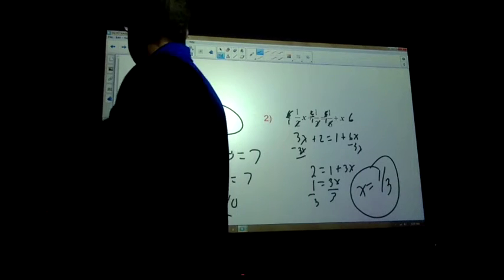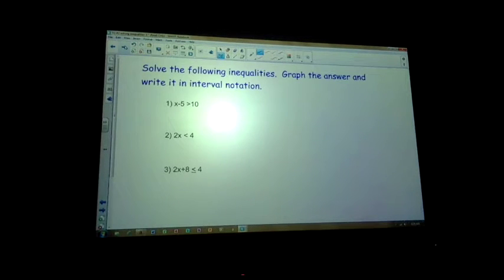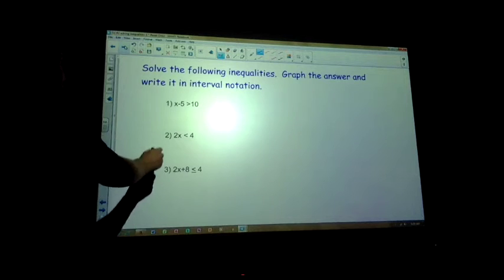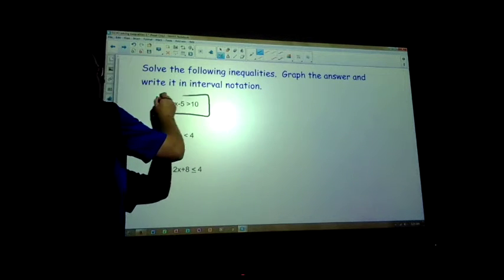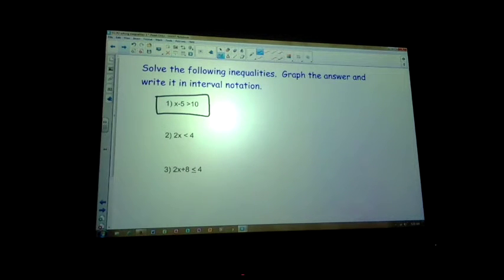We good? All right. So we're going to solve the following, and then we're going to write it in interval notation. So remember, interval notation uses square brackets versus parentheses. Okay. So problem number 1. Let's just take a look at problem number 1 for right now. And just by looking at it, will it have a square bracket or parentheses?